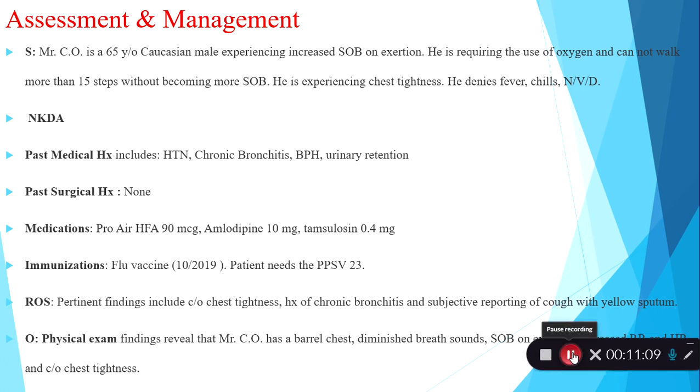In Mr. CO's family history, his mother is deceased and she has a history of diabetes. His father is also deceased with a history of CVA. His brother is living. He also has a history of diabetes. And he has 2 adult children, one daughter that's living, her history is unremarkable, and a son that's living with a history of asthma. There is no family history of cancer, seizures, alcohol abuse, or illicit drug use.